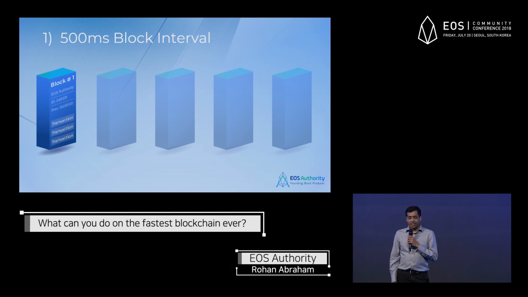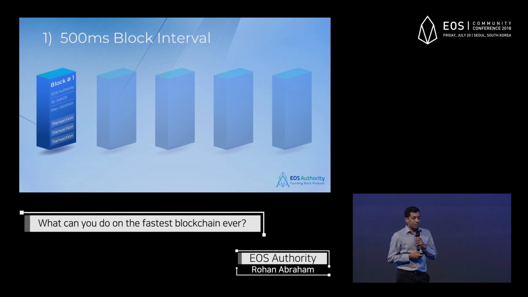So, 500 millisecond block interval. First, what is a block? This is a representation of a block. You have transactions in a block, so you have things like your voting transaction, your transfers, airdrops, all kinds of things go in a transaction. What is important about a block is the moment the block is produced by a block producer, it's immediately visible. All the transactions are visible at that point to everybody within the network. So that is the important point there.